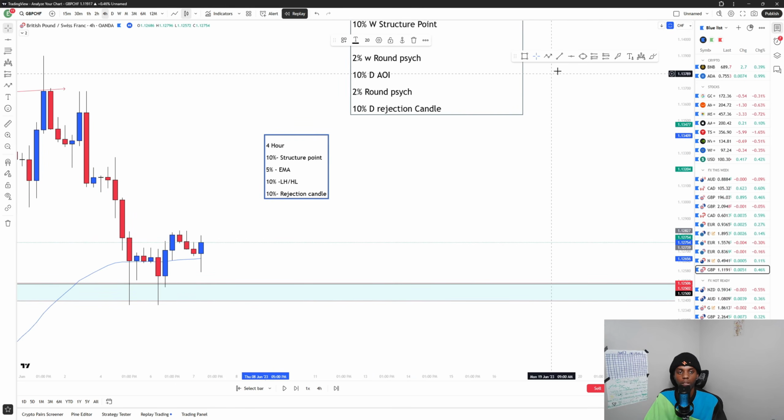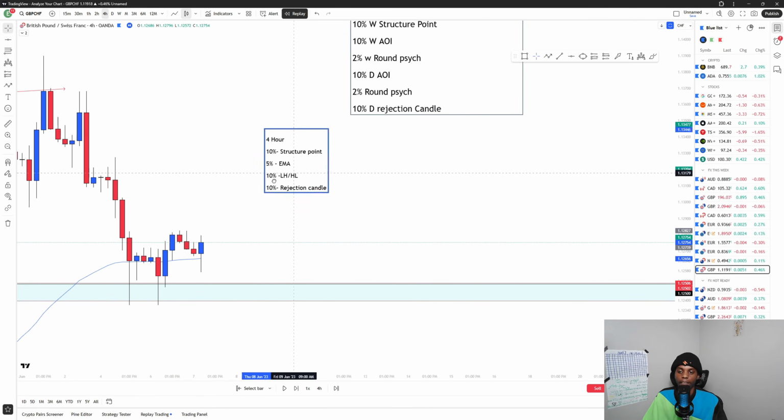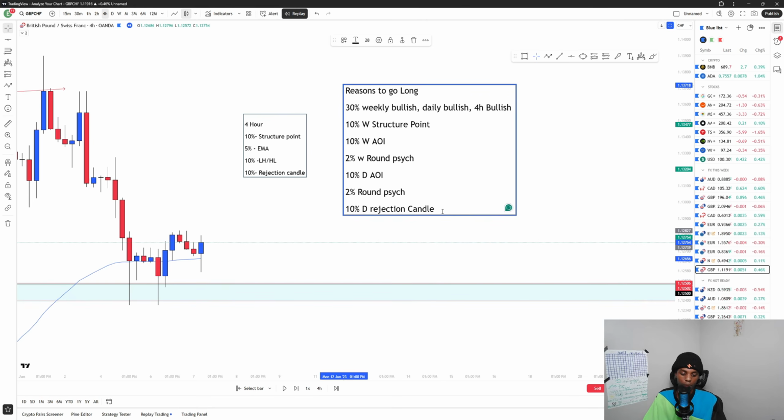Okay, now we look at this again. Previous structure point. Is the 4 hour rejecting off of the previous structure point? This time, yes. As you can see, previous structure point right here and price stopped right there. So I type that up. 10%. Previous structure point, 4 hour.